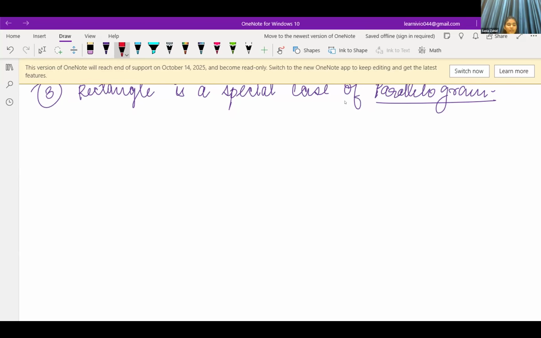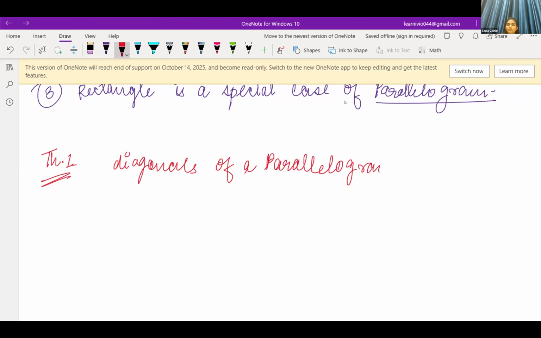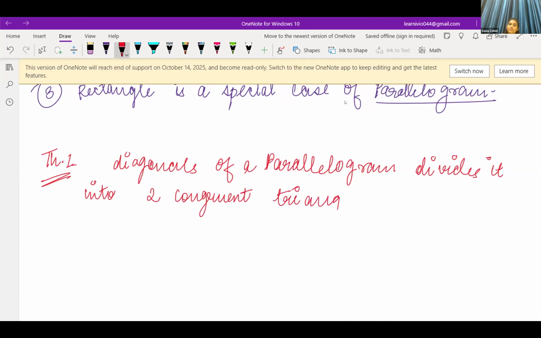Look here, children. Now in your textbook, we have a few theorems with us. What is this first theorem? It says that the diagonals of a parallelogram divide it into two congruent triangles. Write down the theorem along with me, children.